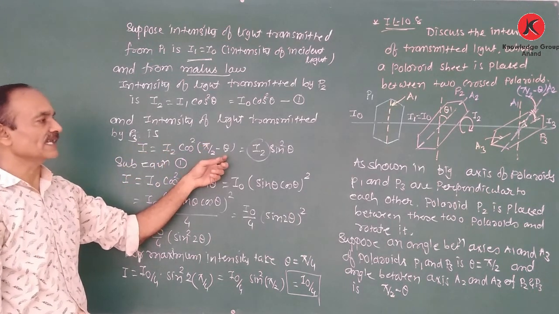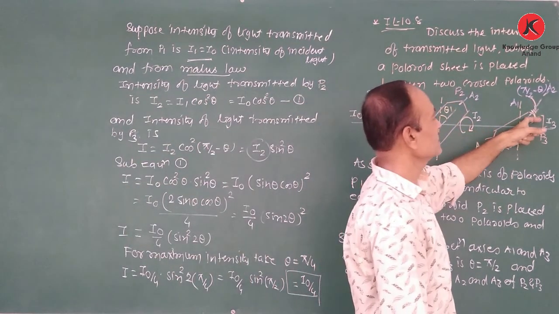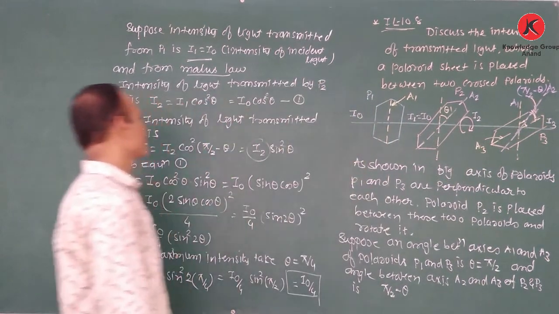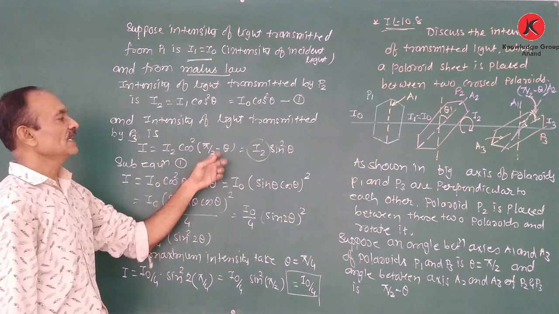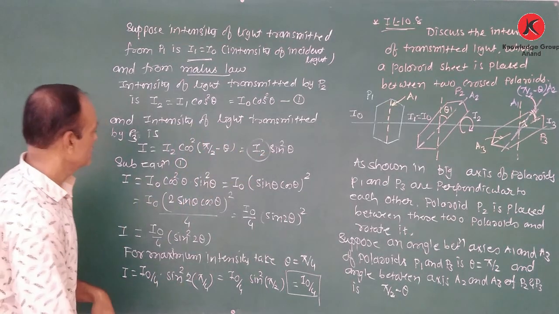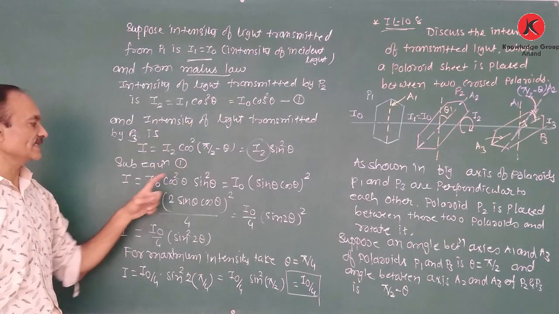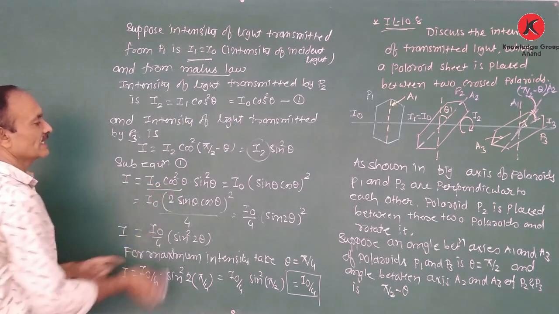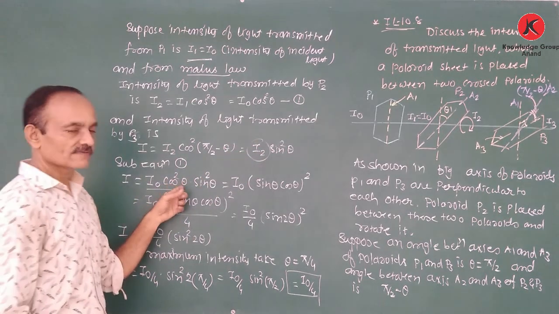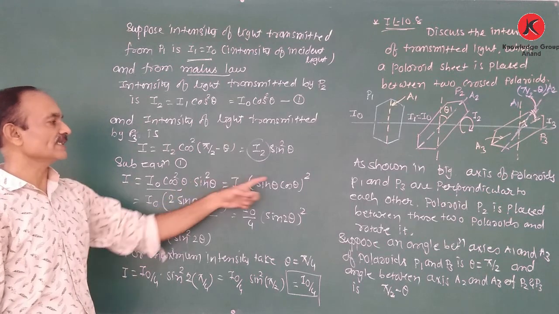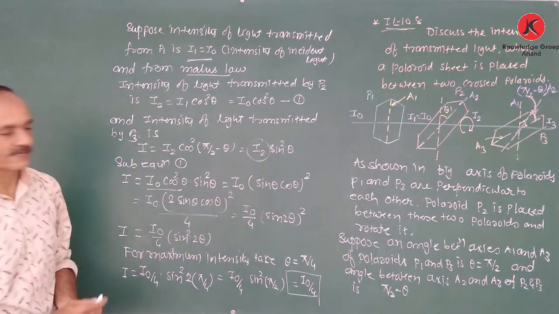Pi by 2 minus theta is the angle between the axis A2 and axis A3. Here we know that cos(pi by 2 minus theta) is sin theta, and its square is therefore sin square theta. Substitute equation 1, the value of I2, I0 cos square theta. Therefore, I0 cos square theta sin square theta. We take the square common, therefore (cos theta sin theta) whole square.